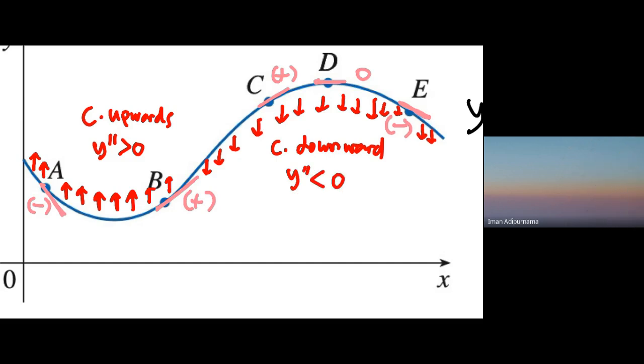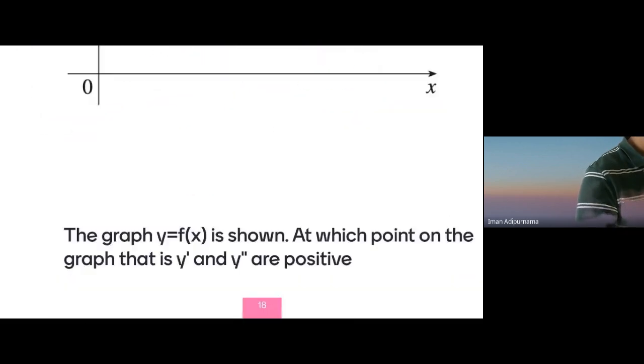And we can see from here, this is positive, so it should be B. Point B is where y prime, the first derivative, is positive, it has positive slope, and the concavity is going up, and it's also positive, right? Okay, so the answer will be point B.